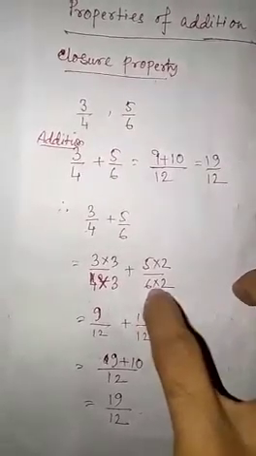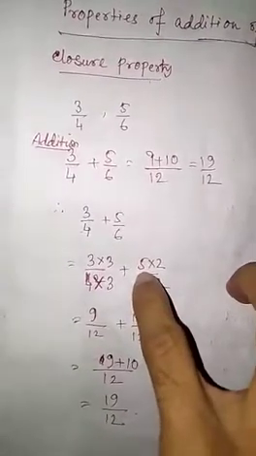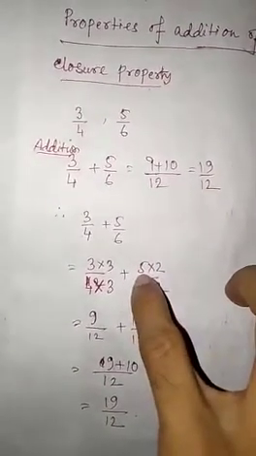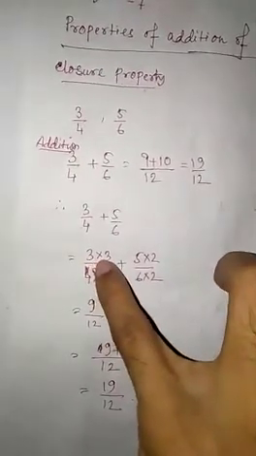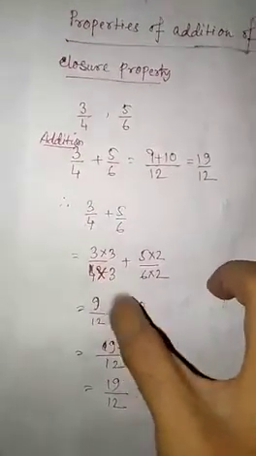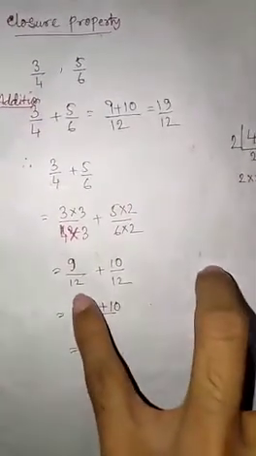So for the first case we will multiply with 3, but in the second case the denominator is 6. Now if we multiply this with 2, then we will have 12. So we will also multiply the numerator with the same number, that means with 2. Then in the first case we will have 3 into 3, that means 9 by 12, and in the second case 10 by 12. So both the denominators become 12.